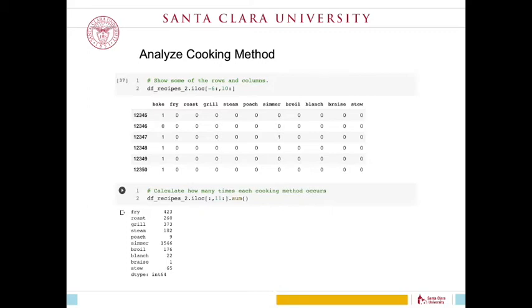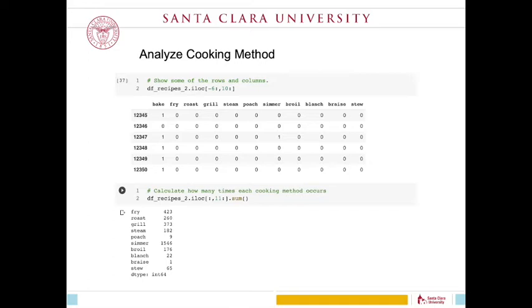Let me introduce the second part of data analysis. Next, we mainly focus on cooking methods. We want to continue to analyze which cooking methods are used more. Some dishes require only one cooking method and some require multiple types.